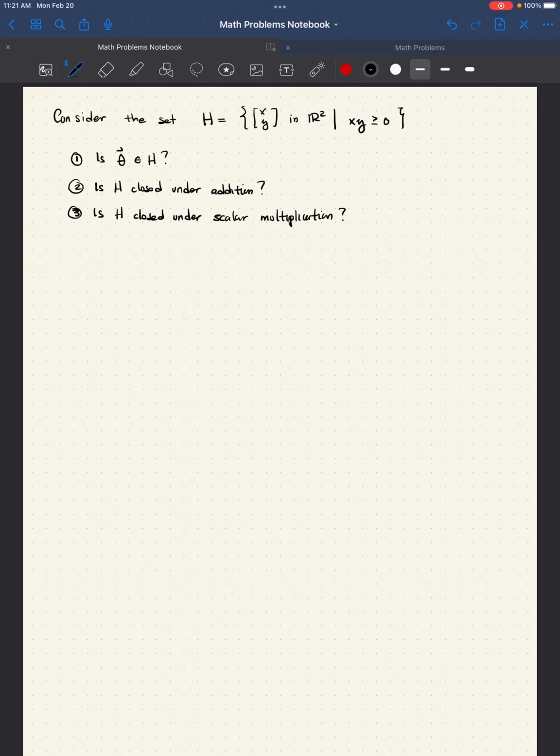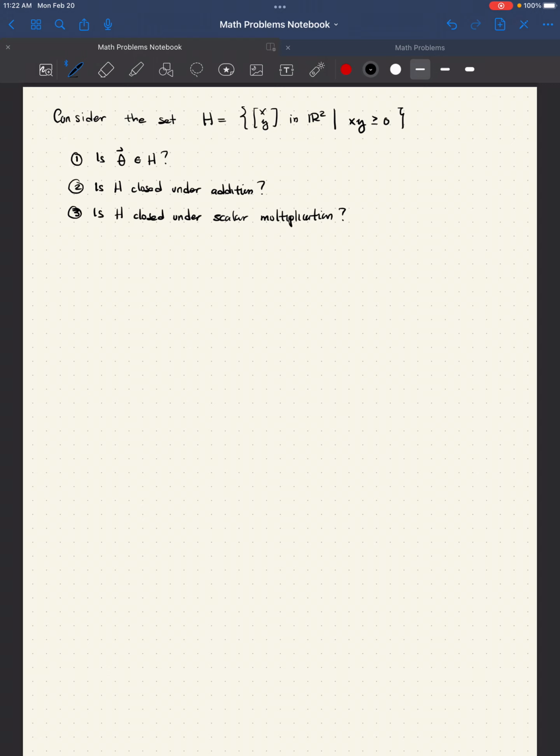Hello. This time we have an exercise on subspaces. In order to start with this, we will consider a set of vectors in R2, collecting those whose product of the entries is greater or equal than 0. And then we're going to have to ask a series of questions.